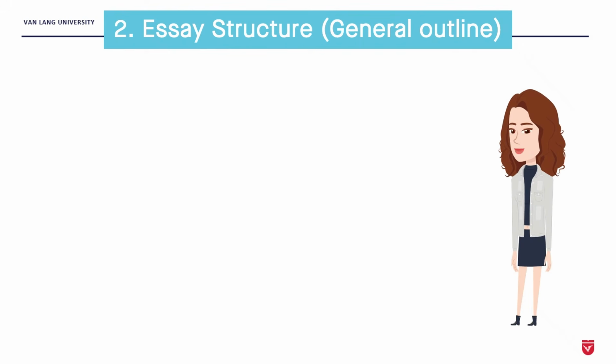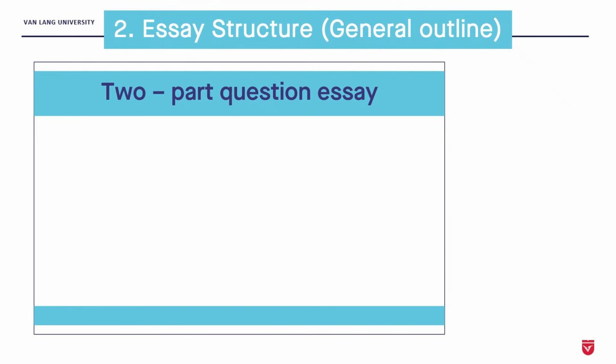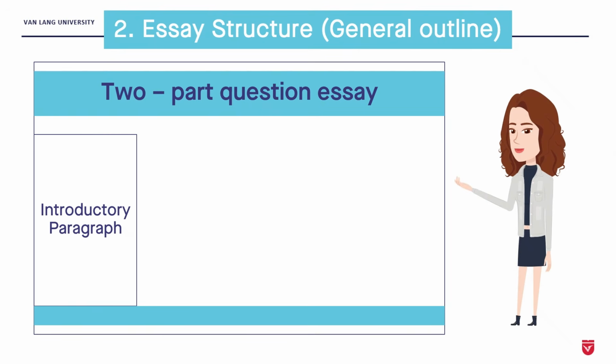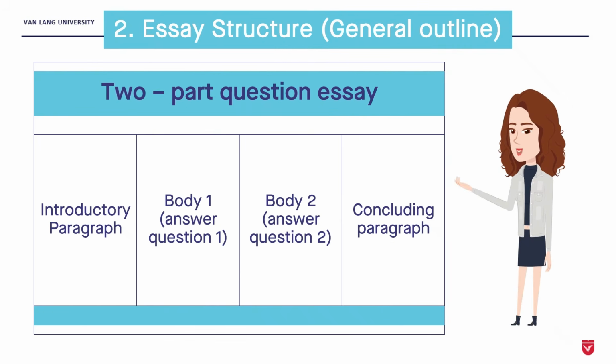Now, let me introduce you the structure of a two-part question essay. There are 4 parts, just like the discussion essay we learned in Lesson 11. First, the introductory paragraph. Second, Body 1, where you have to answer the first question. Third, Body 2, in which you will answer the second question. And finally, the concluding paragraph.